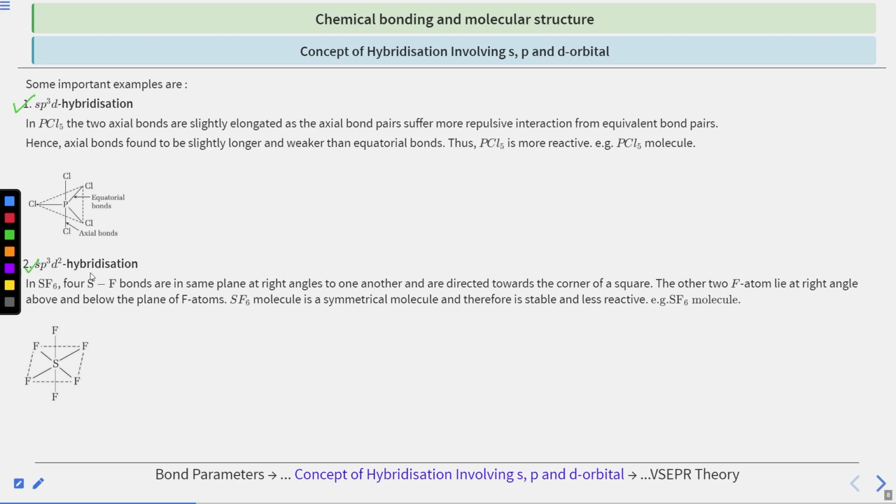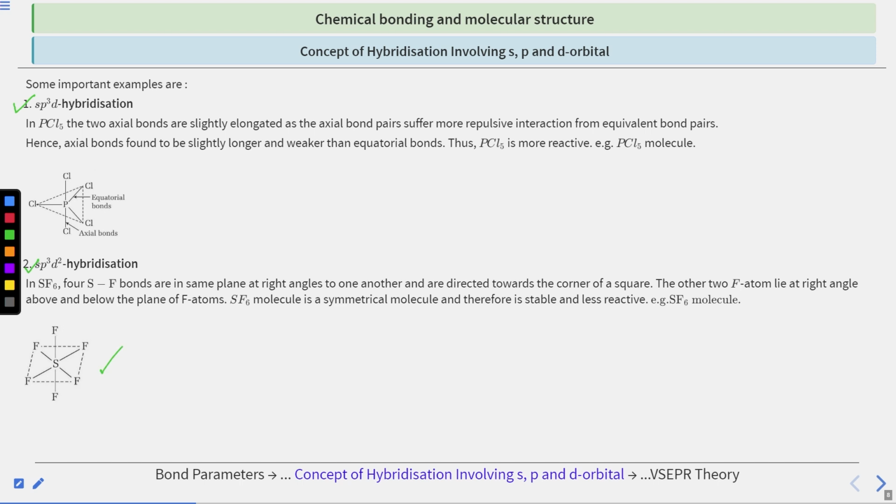Second is sp3d2 hybridization. In this, we take the example of SF6. So, 4 S-F bonds are in the same plane at right angles to one another and are directed towards the corners of a square. And the other 2 F atoms lie at a right angle above and below the plane of F atoms. So, the SF6 molecule is a symmetrical molecule and therefore it is stable and less reactive.